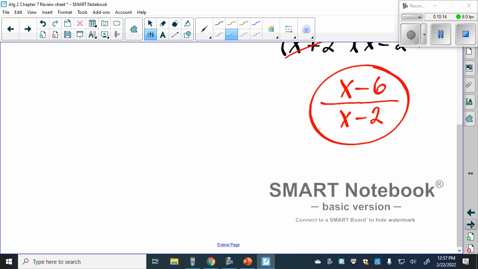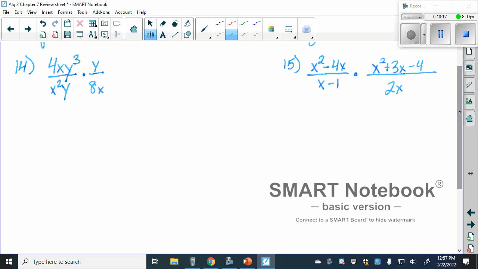All right. Let's look at number 15. With multiplication and division, the main thing that we need to do is factor all the terms before we cancel. Well, the x minus 1 and 2x are as simplified as they get. The 2x, because that's the only term. The x minus 1, even though it is two terms, they don't have a greatest common factor, and the degree is 1. So there's nothing we can do with these two here.